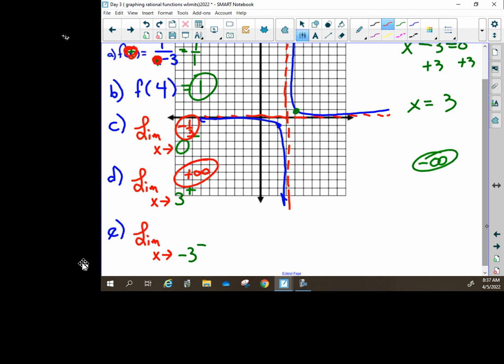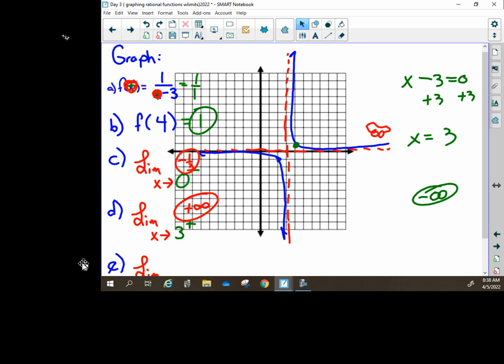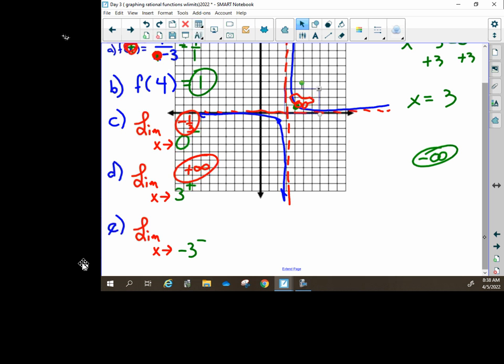You go ahead and answer that one. A limit as we approach negative 3 from the left. 3 happens to be an asymptote, so we're coming in from the right, because it says come in from the right. This one down here says I want to do negative 3 from the left. So now my car's coming in from this side right over here.